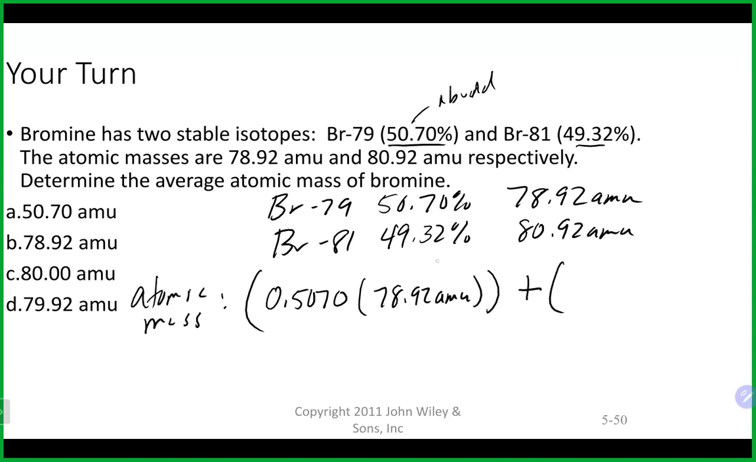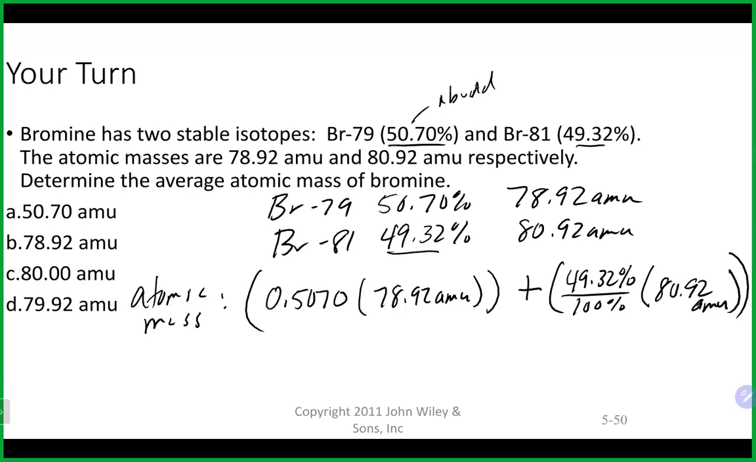Do the same thing for here, just to show you both ways. Again, you could go 49.32% and divide it by 100%, which gives you a decimal if you'd rather do it that way. And again, you're going to multiply it by 80.90 AMU. And that's going to get us here.